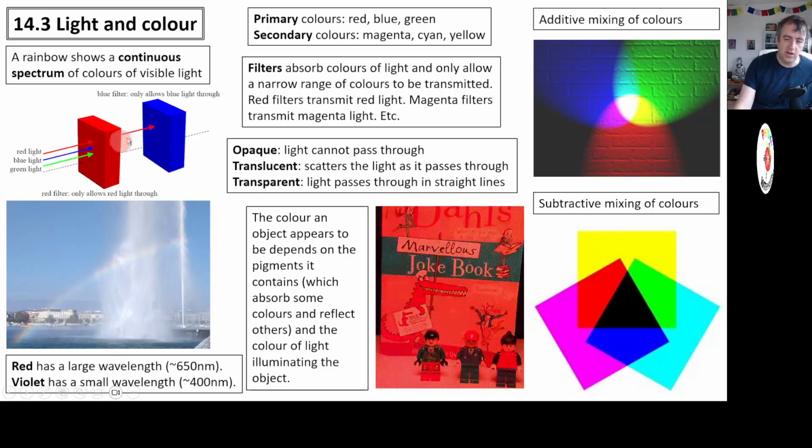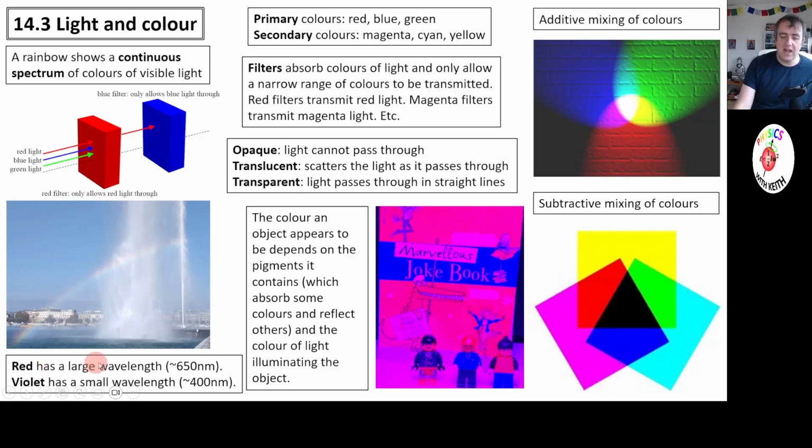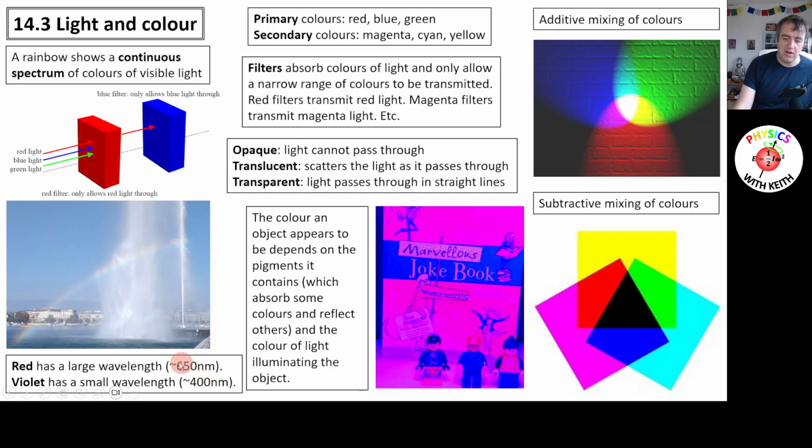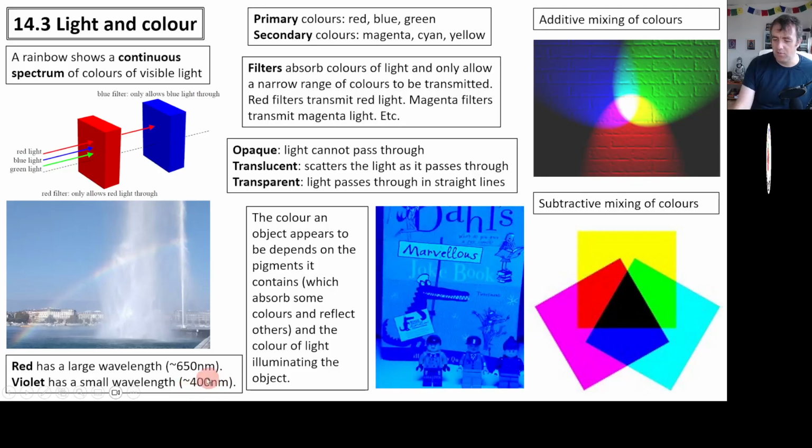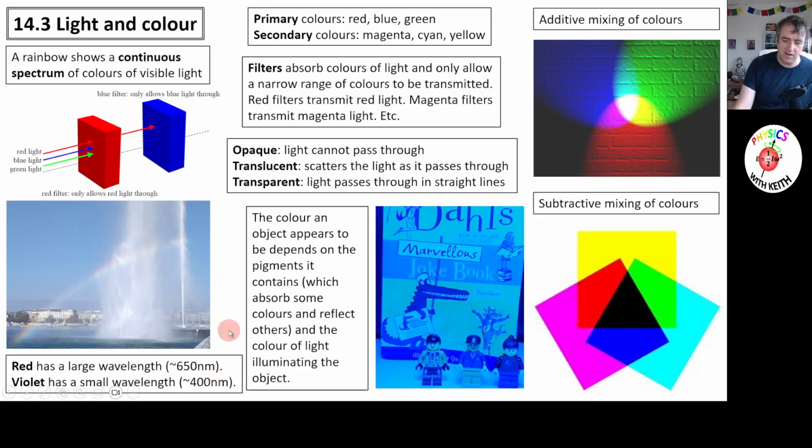That's how filters work. And red, this is the approximate wavelength of red light. Violet, purple, this is the approximate wavelength of that purple light.